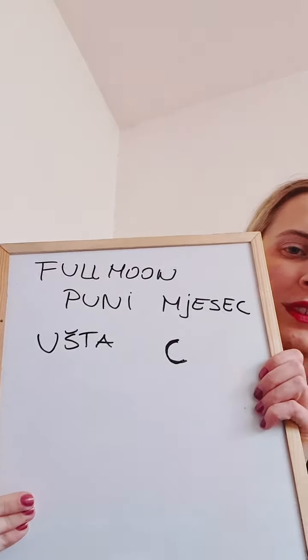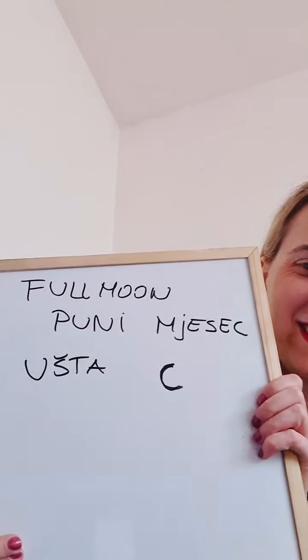Then we have uštap, and it is when you see it just like this. I'm not sure how to say this in English. So it is just like this when it is really, really little, right? So it is uštap. And it is so hard to pronounce this word.